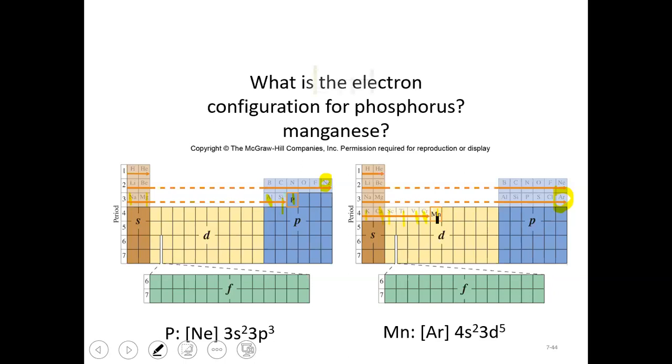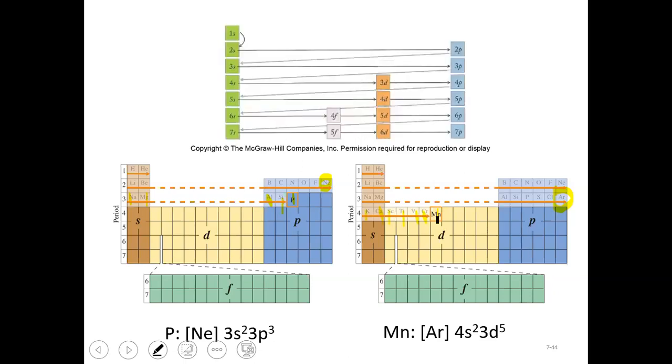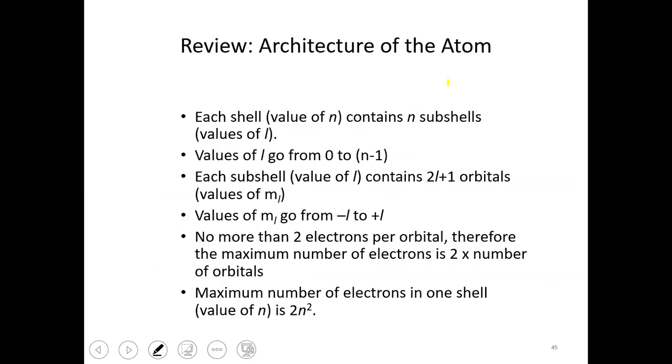Okay, so at this point, let's make a quick review. Okay, oh, I forgot to show you these things. So you might want to have this chart in here to show you the progression. This is where you could see that from 4s, you go through 3d before you hit 4p. Sorry, I forgot to put that up there. Okay, so let's review here.